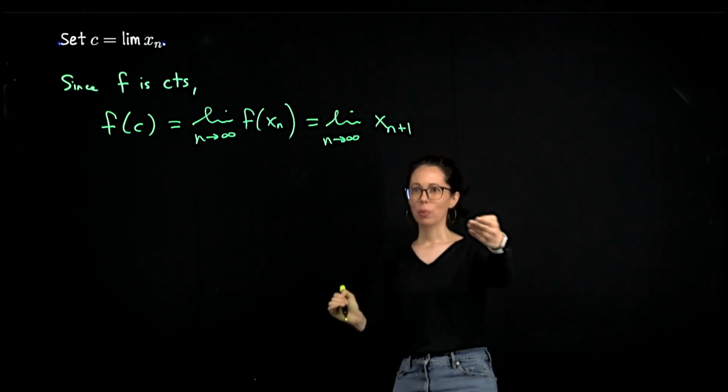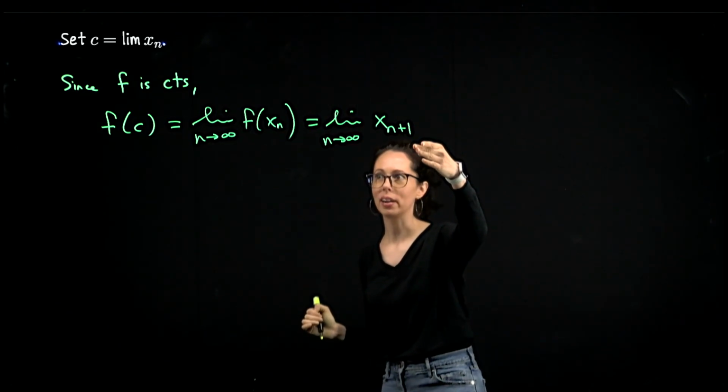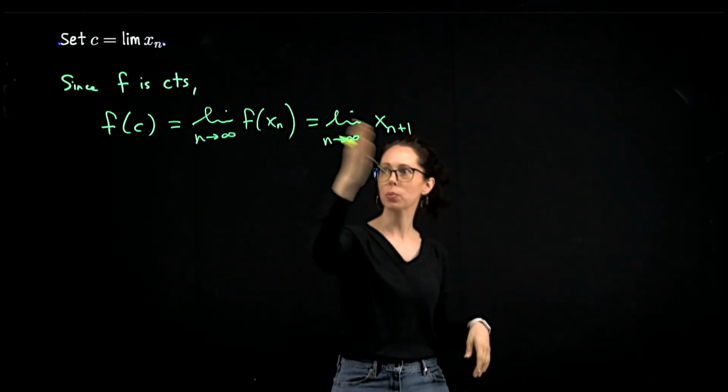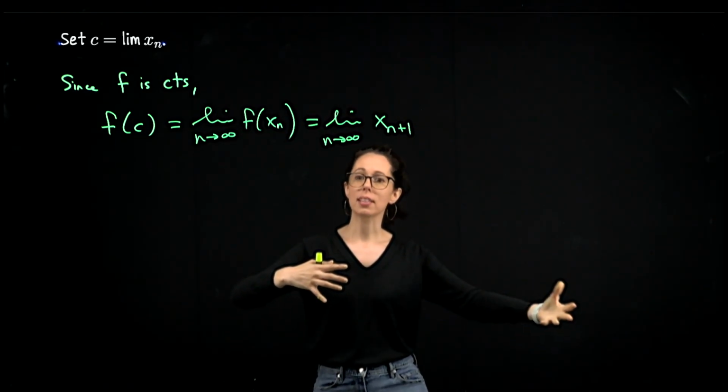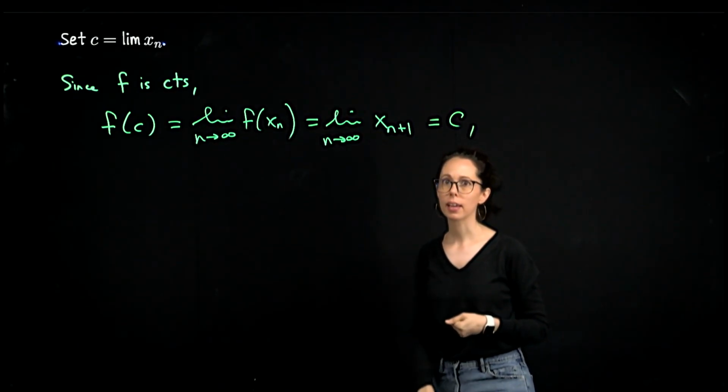But when we take the limit, what we're saying is, does this trend anywhere? And whether we're looking at x_n or x_{n+1}, it's the same sequence. It's trending to the same place. That place is now called C. And thus C is a fixed point.